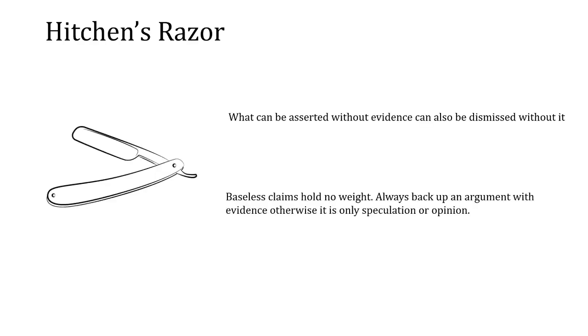Hitchens' razor. What can be asserted without evidence can also be dismissed without it. So if people are making baseless claims, they don't hold any weight. You should always try to back up an argument with evidence, like say, look here, look here. Otherwise, it's only speculation or opinion. This is applicable to larger arguments of grand scope, like for phenomenon X, Y is occurring, and we know that based on, I remember reading a study from here and here. That's how you can cite sources.